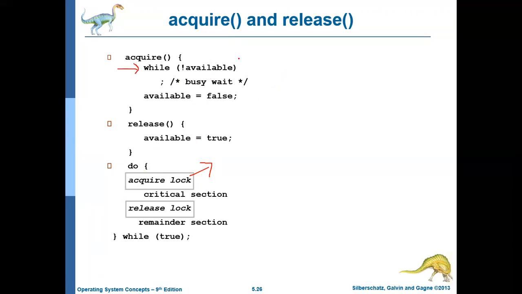Here it will be busy waiting until the lock is available. Once the critical section is available, it will enter the critical section, perform the activity, and then release the lock, and then it will execute the remainder section. So this is how basically Mutex lock works, and Mutex lock is a software-based solution.